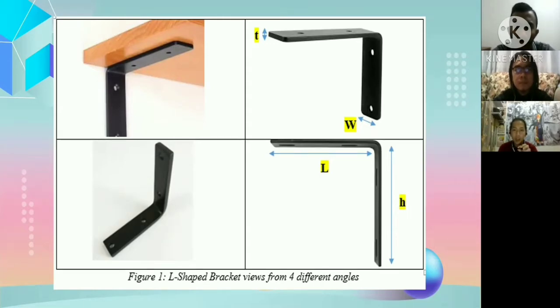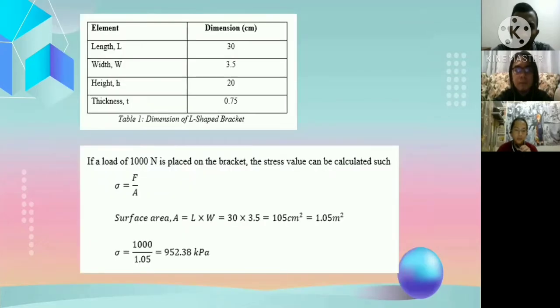So this is the L-shaped bracket viewed from four different angles that we chose as the material for our study. So we can know the elements for the thickness, the width, the length, and the height of the bracket component. So this is an example to calculate the stress value for the material. First, we need to know the dimension for each element. For example, in Table 1, the length is 30 cm, the width is 3.5 cm, the height is 20 cm, and the thickness is 0.75 cm.